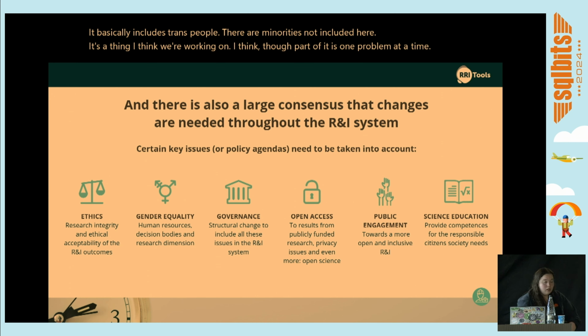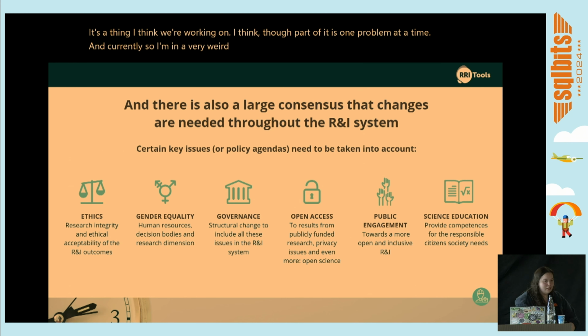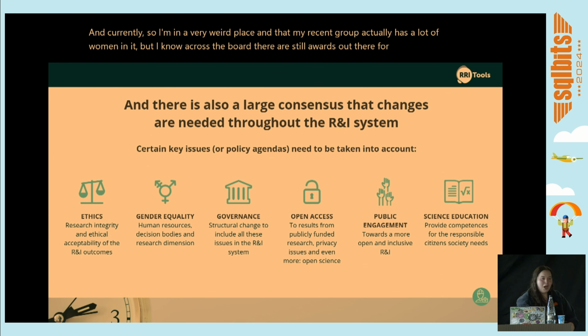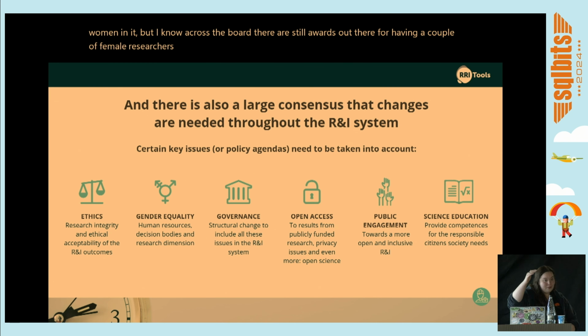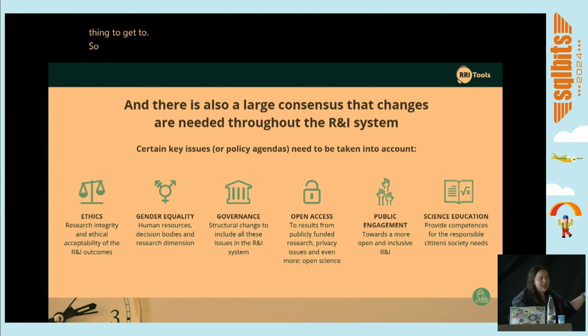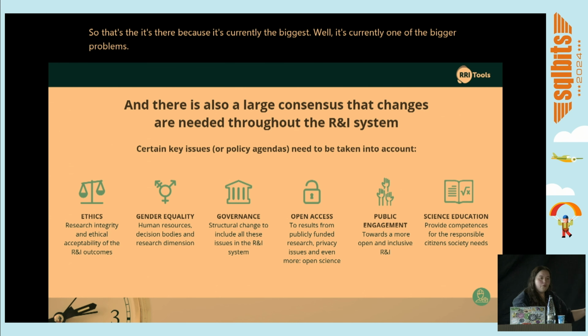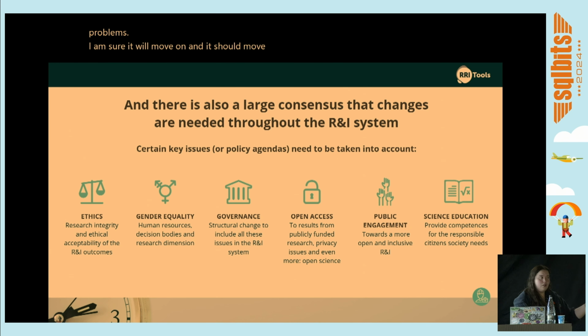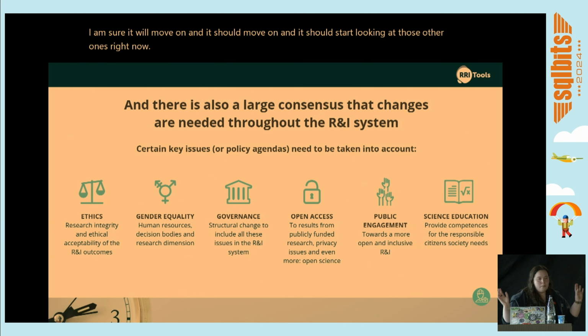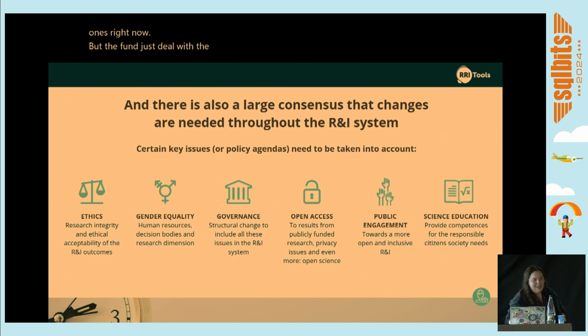And currently, I'm in a very weird place in that my research group actually has a lot of women in it. But I know across the board, there are still awards out there for having a couple of female researchers near the top of your organization. And that's still seen as a really big thing to get to. So it's there because it's currently one of the bigger problems. I am sure it will move on, and it should move on, and it should start looking at those other ones right now. But the funders do what the funders do. And there's only so much I can argue with them.